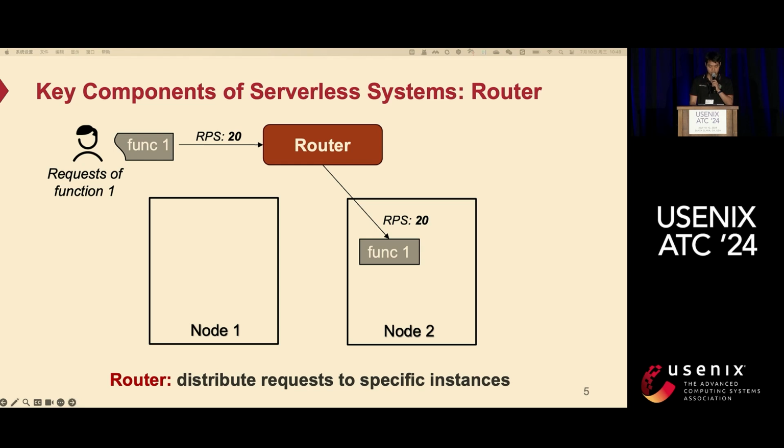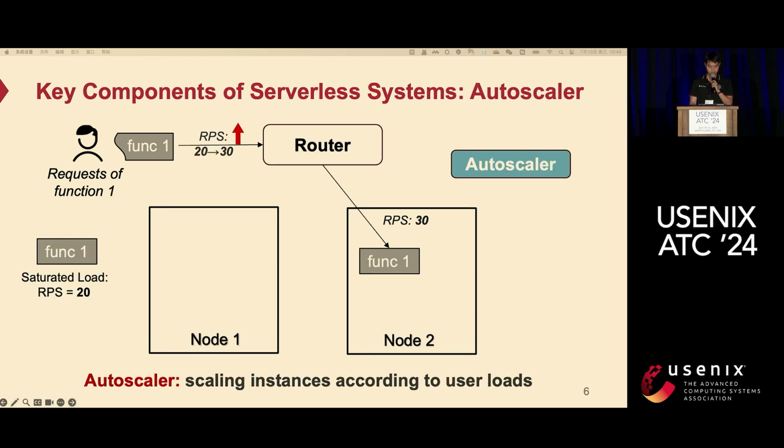Once instances are deployed and initialized, when users send requests to a function, a router or gateway is responsible to distribute the request to a specific instance. Here, RPS, that is request per second, is used to measure the user load. Function 1 here has the load of 20 RPS. In a serverless system, a function handles requests with multiple homogeneous instances, where the user load fluctuates.